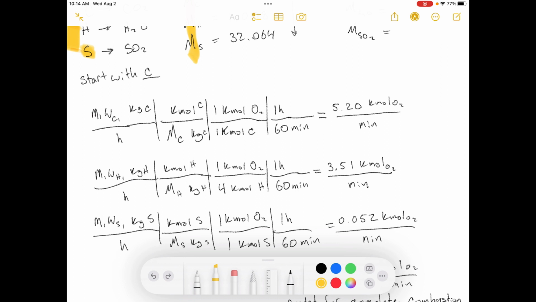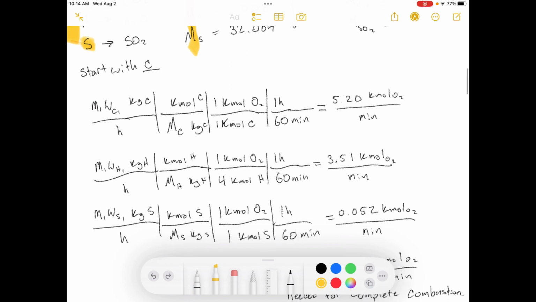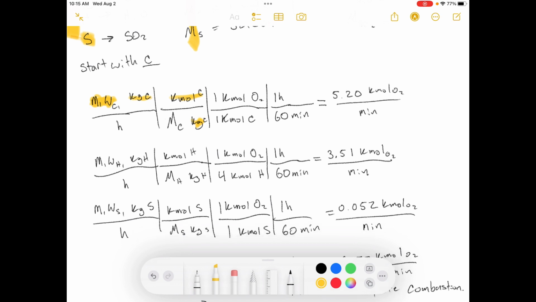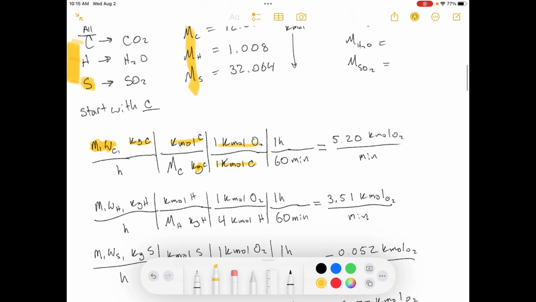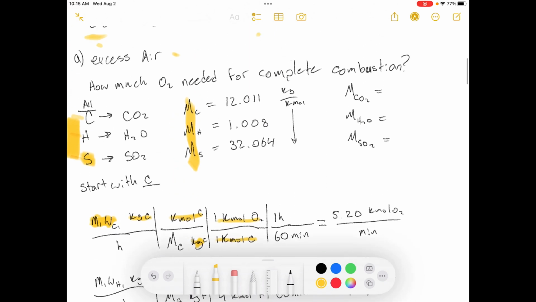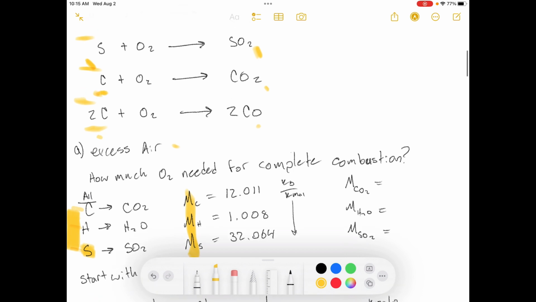So we've got our mass going in times the weight fraction, so that's kilograms of carbon. Then we divide that by the molar mass, and we turn it into moles. Then we say, if we have this many moles going in, what's our ratio of carbon to oxygen in combustion? For every 1 mole of carbon, we need 1 mole of oxygen to fully combust.